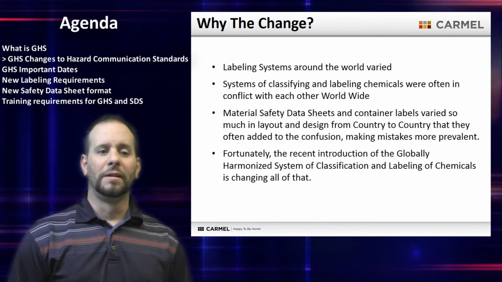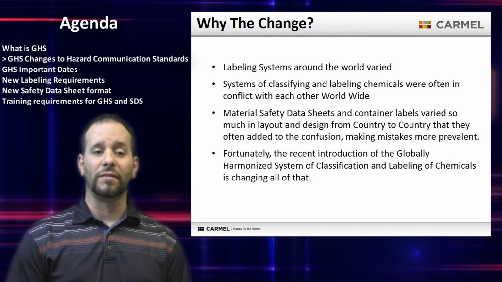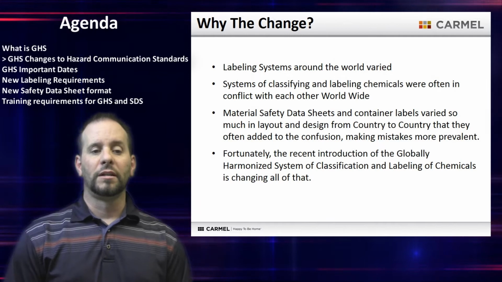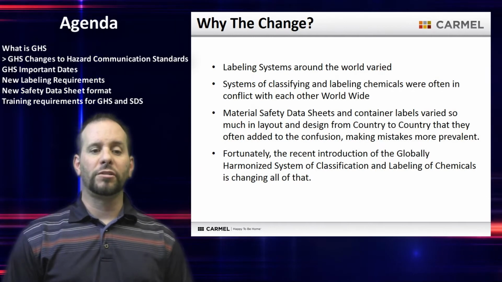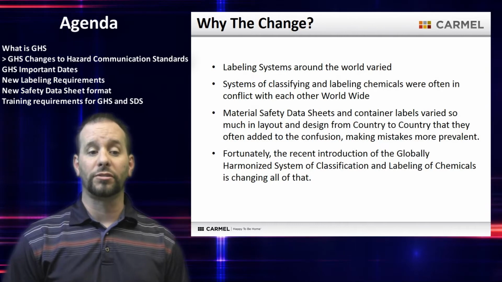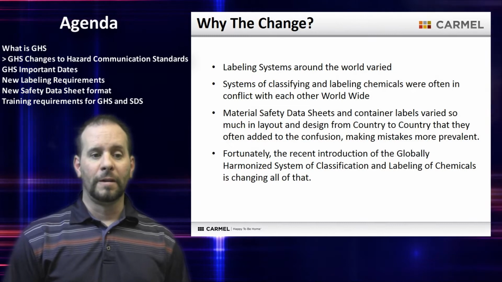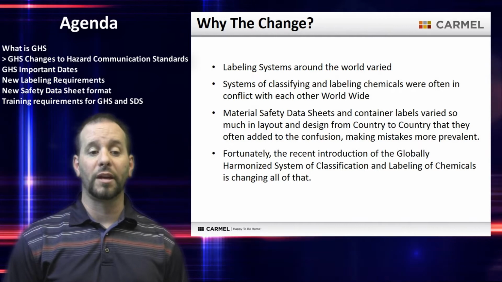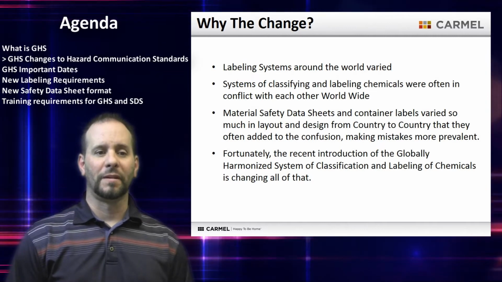So why the change? Labeling systems around the world varied. Systems for classifying and labeling chemicals were often in conflict with each other around the world, which led to hazards, which led to injuries. Material safety data sheets and container labeling varied so much in layout and design from country to country that they often added to confusion and made mistakes more likely. Fortunately, the recent introduction of the Globally Harmonized System of classification and labeling of chemicals will change all that and help the work environment be safer.